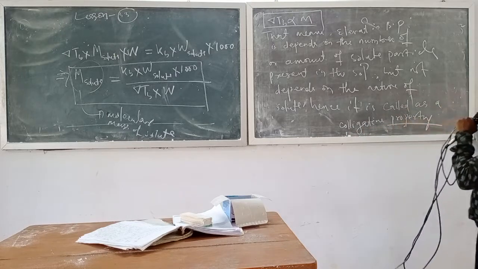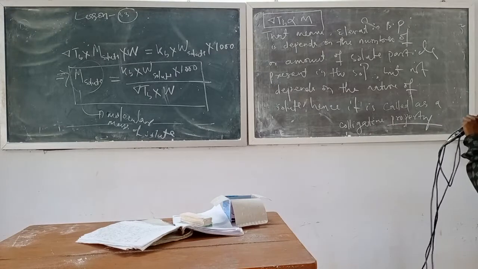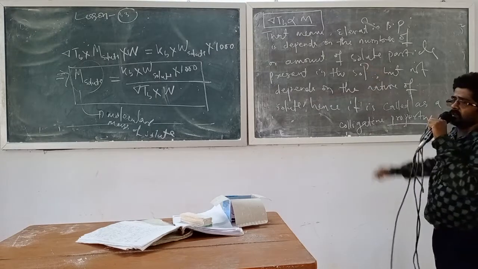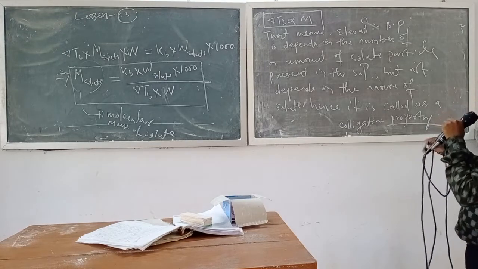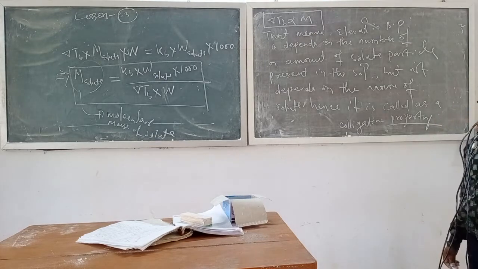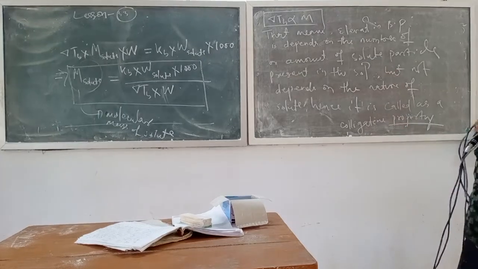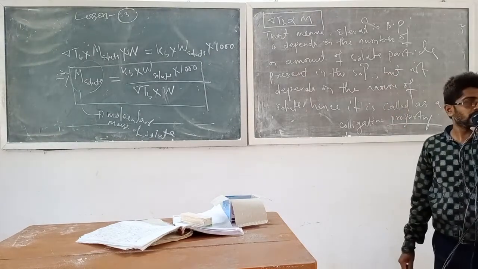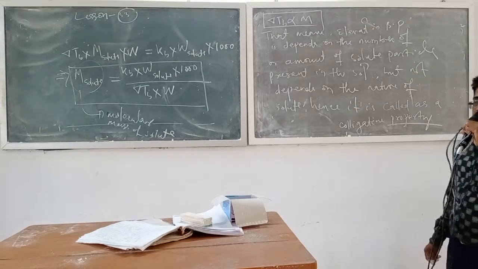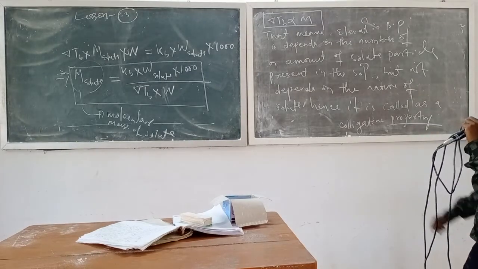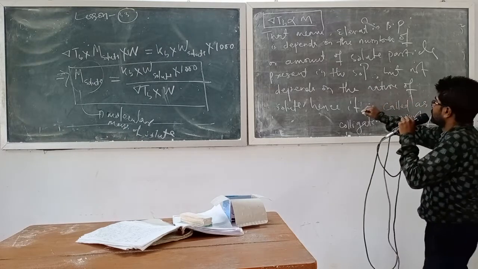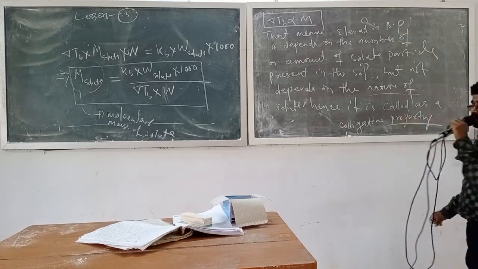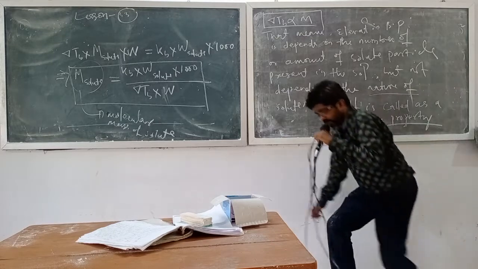This is all about elevation in boiling point. We know delta TB is proportional to m, the molality of the solution. So if the number of moles of solute increases, then delta TB increases, that means the boiling point of the solution increases. So this depends upon the amount of solute present in the solution, but not on the nature of the solute. Hence it is called a colligative property.